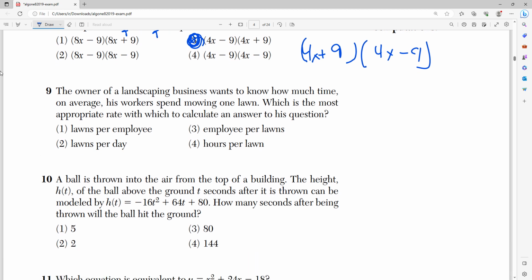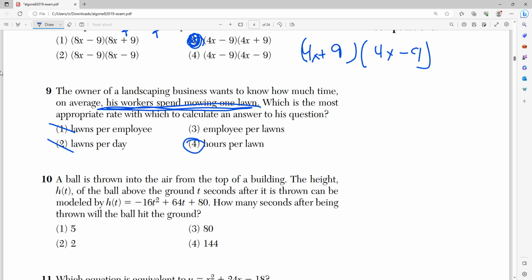The owner of a landscaping business wants to know how much time on average his workers spend mowing the lawn. Which is the most appropriate rate to calculate his question, right? So is it lawns per employee? No. Is it lawns per day? No, right? Because he wants to know how long his workers spend mowing one lawn, right?